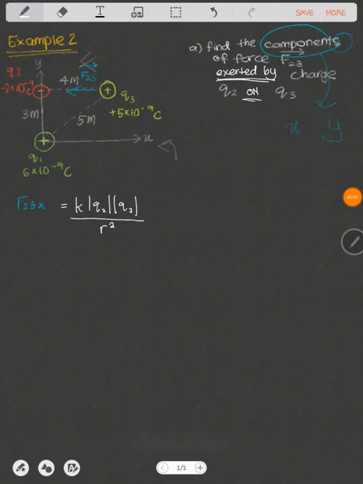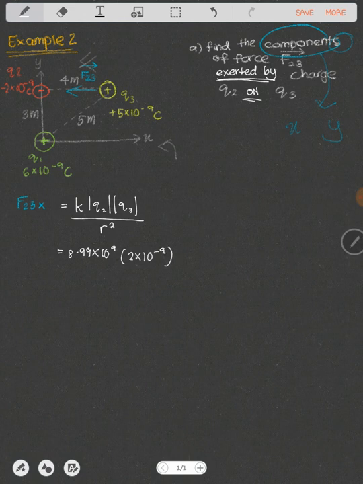So this is the formula of Coulomb's law, which is F23x that we are going to find out, which equals Coulomb's constant times the product of the two modulus charges over the square of the radius. K equals 8.99 times 10 to the power of 9. And then charge number 2 is negative 2 times 10 to the power of negative 9, but you just write it like positive because we have the modulus, 2 times 10 to the negative 9.